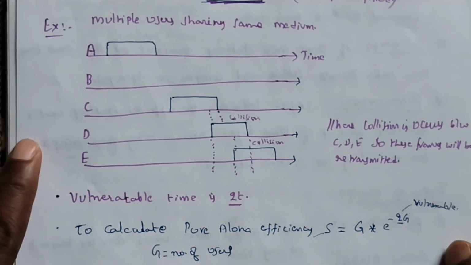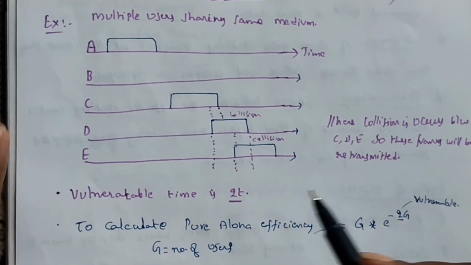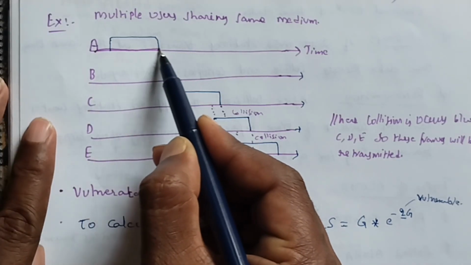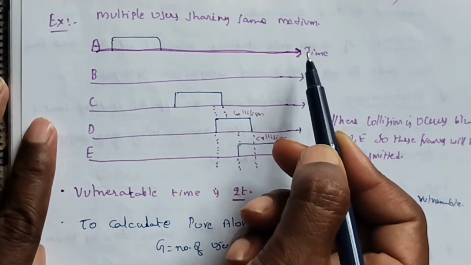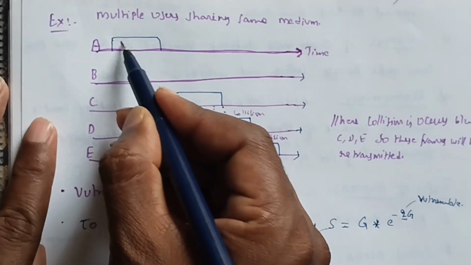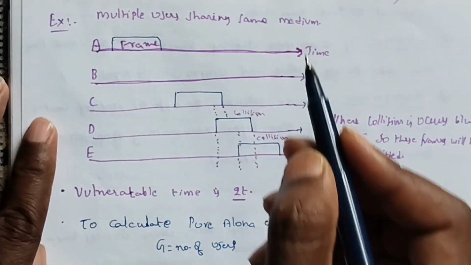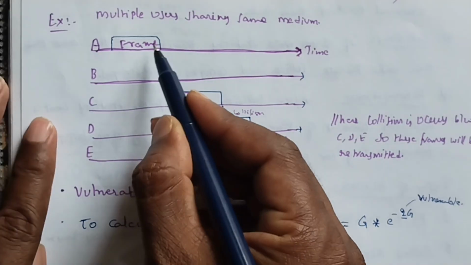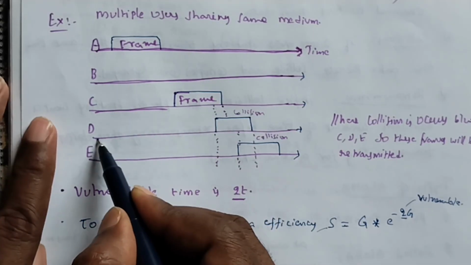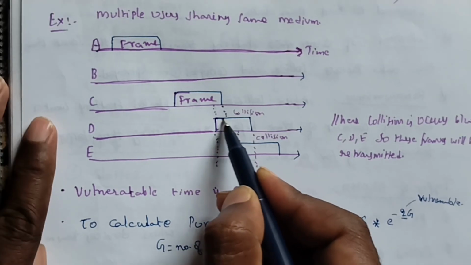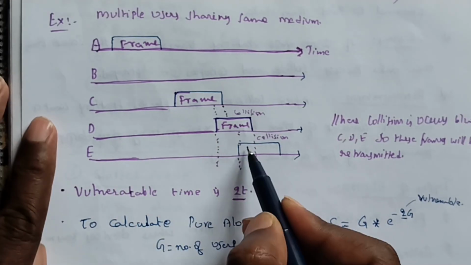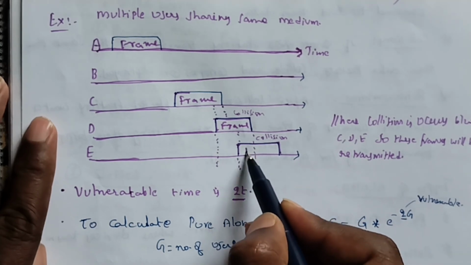In this example, multiple users share the same medium. For a clear explanation, A, B, C, D are the time slots. In the first two time frames, A is sending a frame. At the ending of the first frame, C is also sending a frame. But D is sending in the middle of C's frame, and E is also sending a frame in the middle of D's.